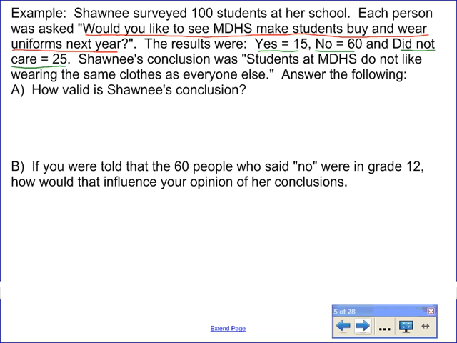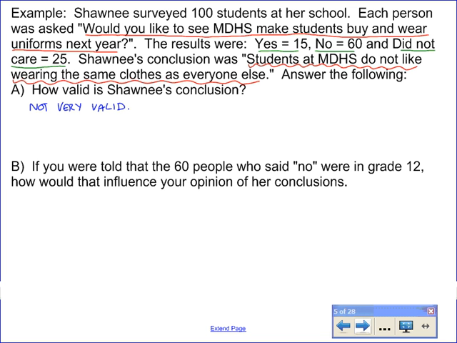So Shawnee made some conclusions, and this is what her conclusion was. Students at Mitchell High School do not like wearing the same clothes as everyone else. So my question is, how valid is Shawnee's conclusion? Or, rewording that, do you agree with the conclusion based on her question? She asked everyone, would you like to see Mitchell make students buy and wear uniforms next year? She said students at Mitchell do not like wearing the same clothes as everyone else. So how valid is Shawnee's conclusion? I would say not very valid.